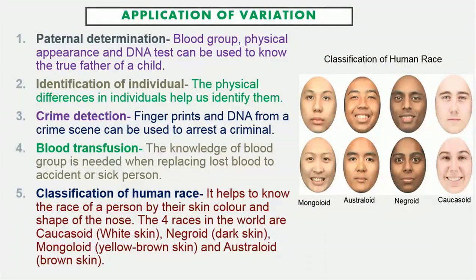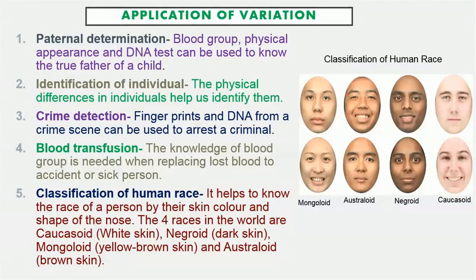Fingerprints and DNA tests from a crime scene can be used to arrest a criminal. At a crime scene, fingerprints can be gotten and then checked against the database in the system to know someone that has such fingerprints, and such a person can be arrested either as a suspect or as the criminal. Number 4 is blood transfusion. The knowledge of blood group is needed when replacing blood lost by accident or sick people. So the blood group must match.